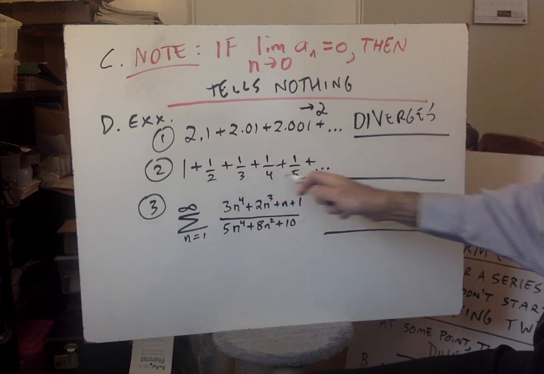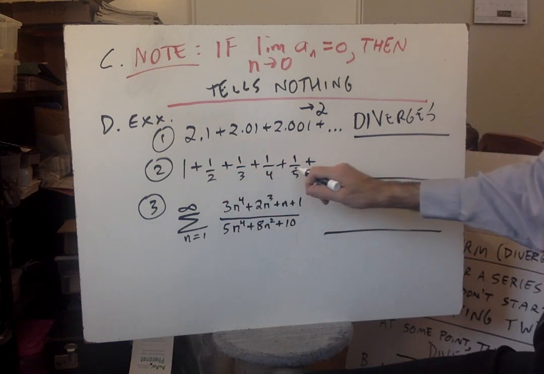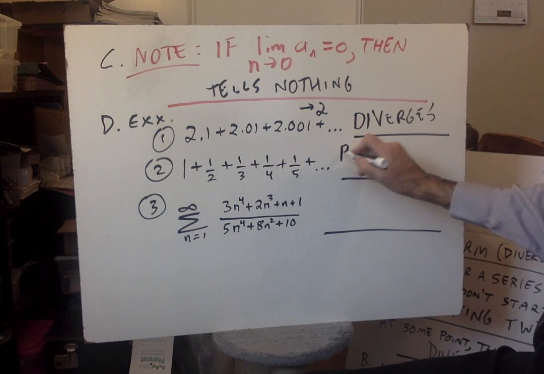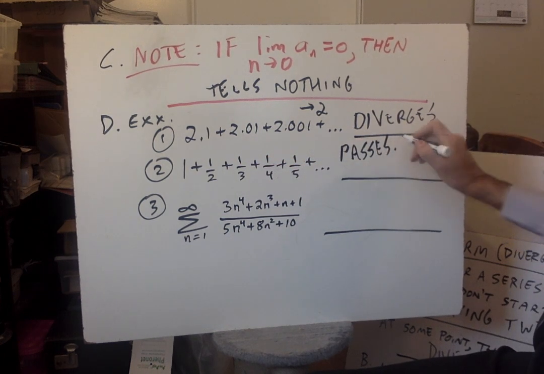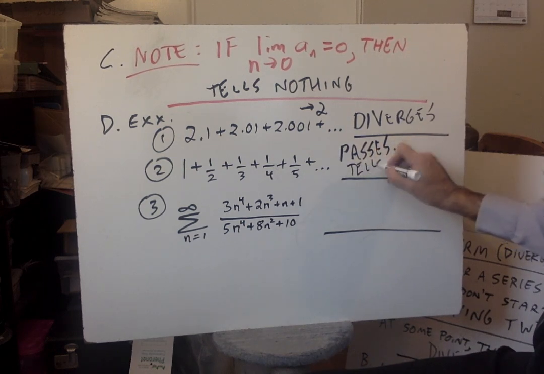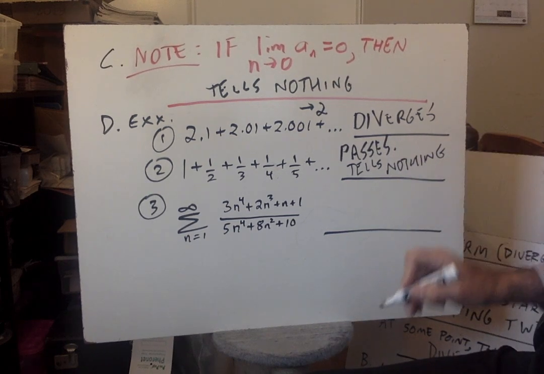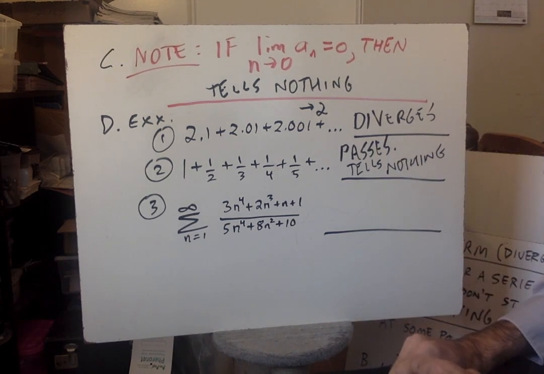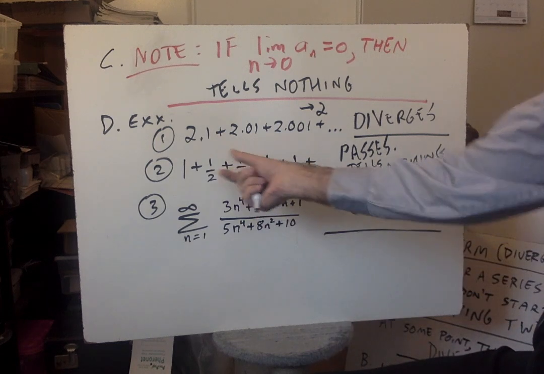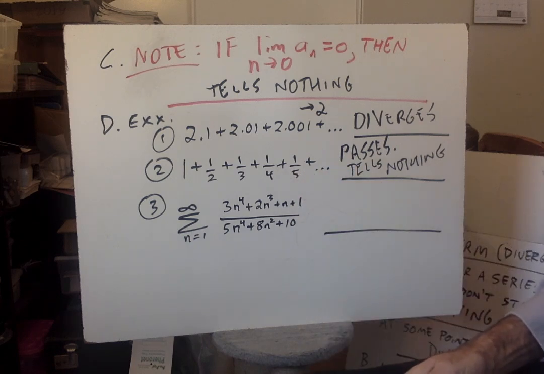Okay, let's look at this one. Are the individual terms shrinking? Yes. Are they shrinking and approaching 0? Yes. So this passes the test. But what does that tell you? It tells you nothing. It tells you you have to use another test on this series to see if it truly does converge. And by the way, this particular series diverges. Even though it passes that first test, we will learn in a future test that this series diverges.